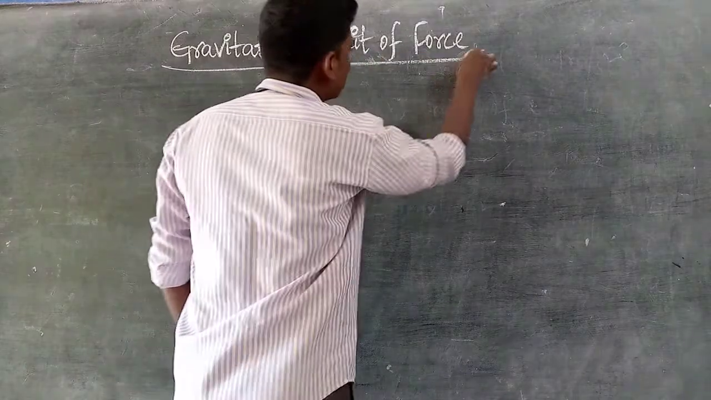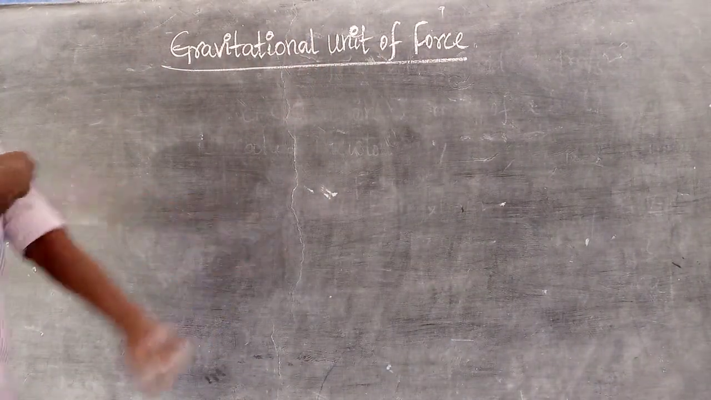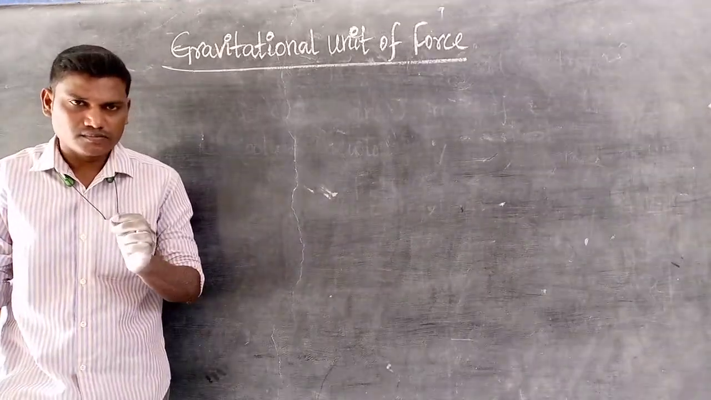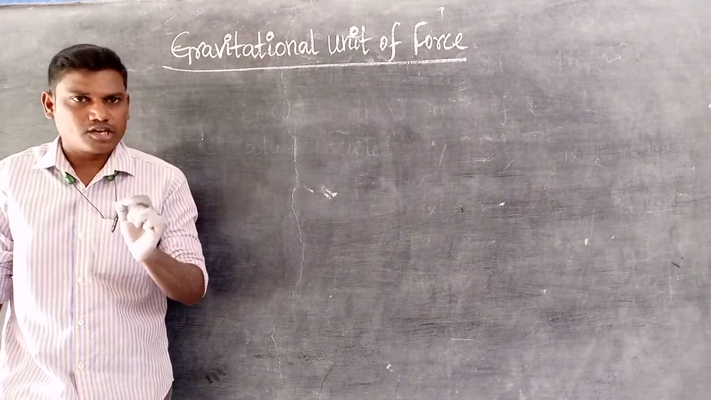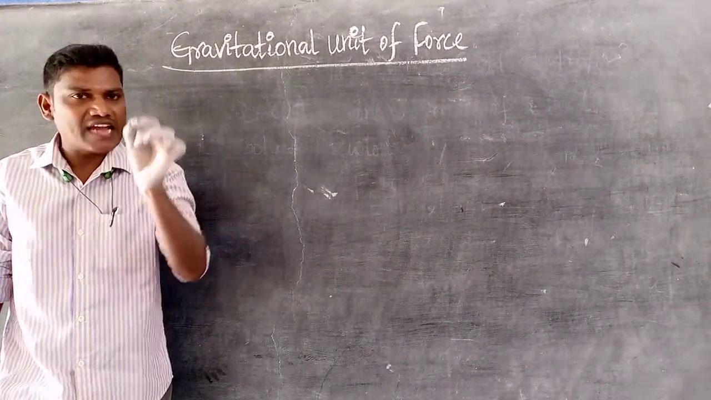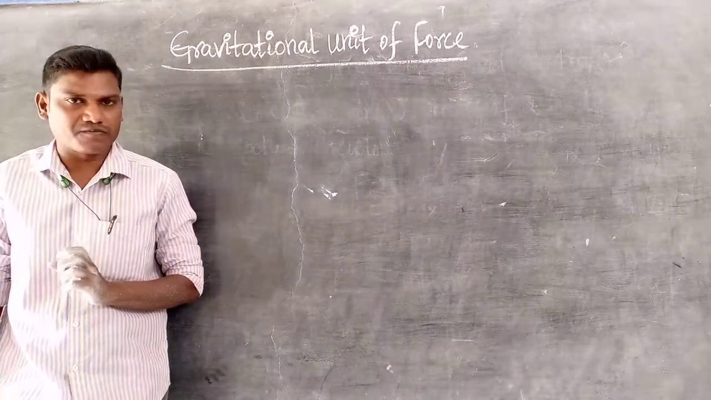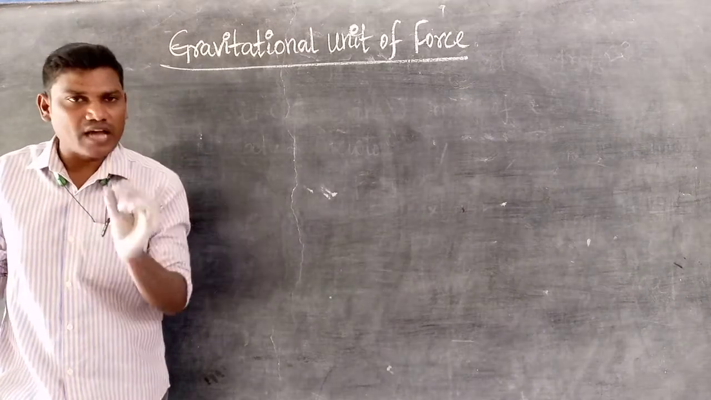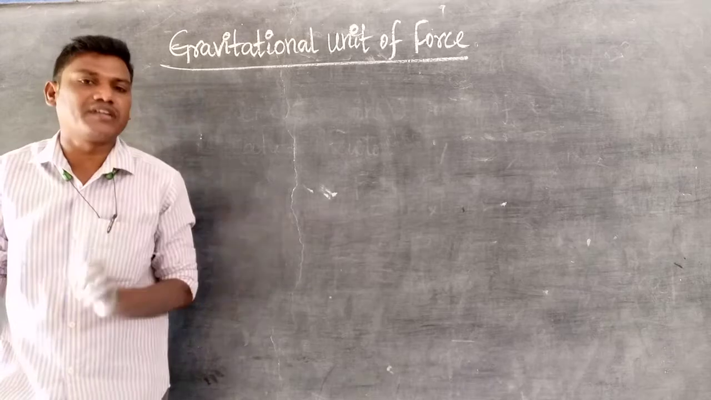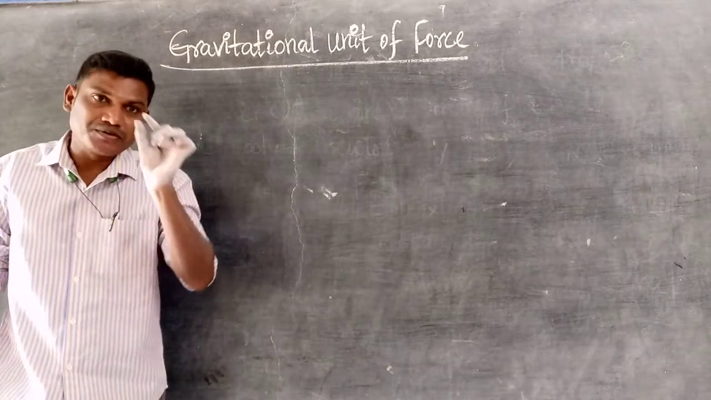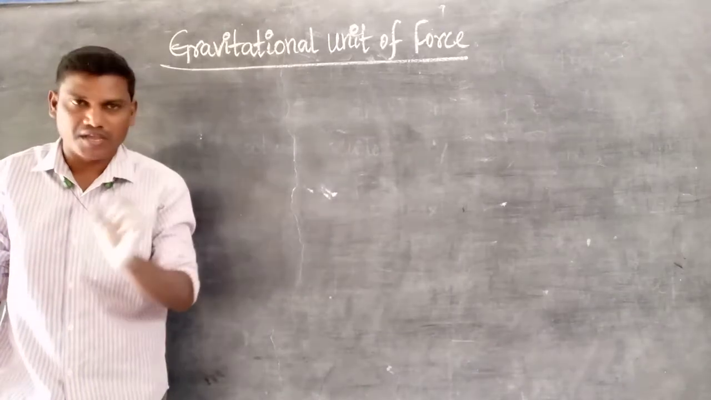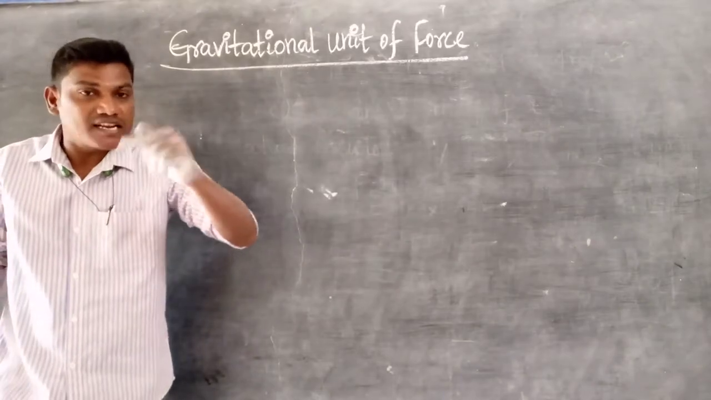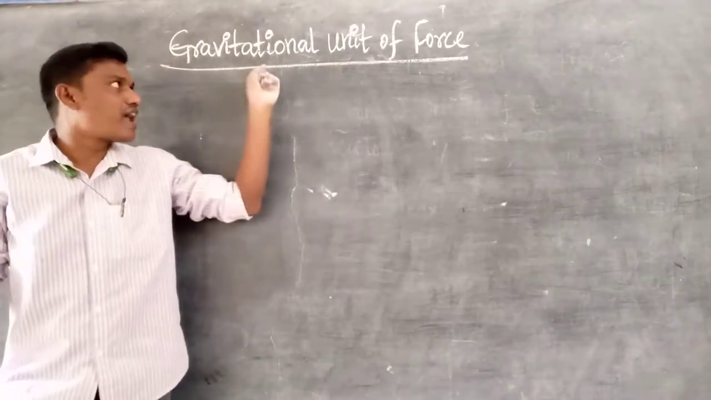Gravitational unit of force. It is also very important. Gravitational unit of force is nothing but the acceleration produced in a body by acting force. Listen very carefully: a force that produces an acceleration in a body equal to the acceleration due to gravity is called the gravitational unit of force.